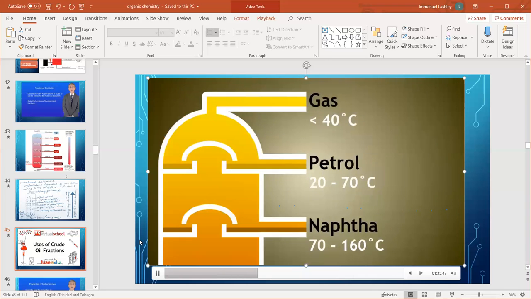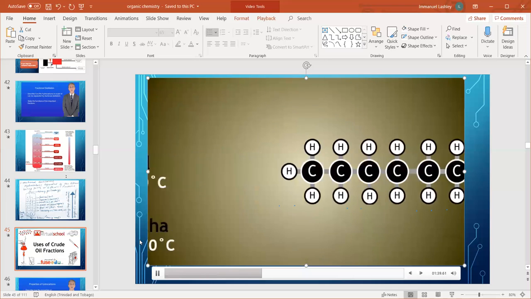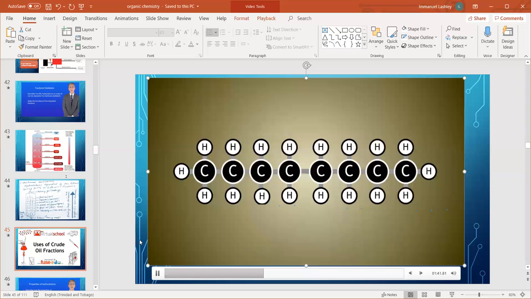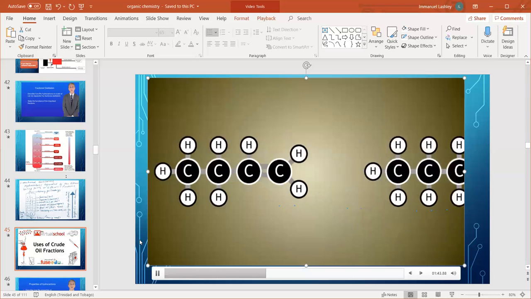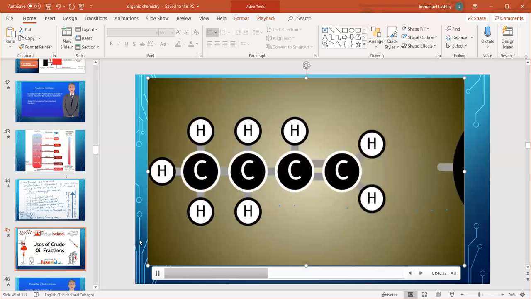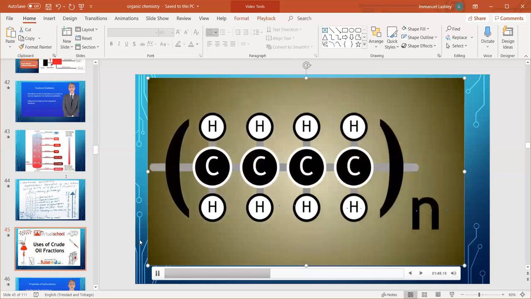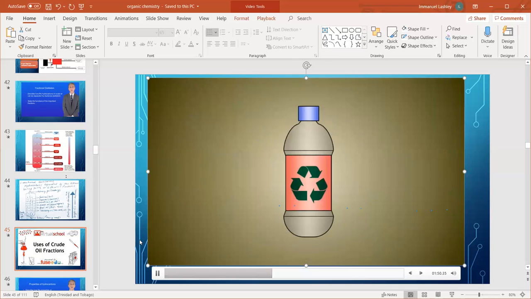Naphtha is not such a useful fuel, but it is a valuable source of organic molecules, which can be cracked to make more fuels or form alkenes. Alkenes can be turned into polymers, and polymers can make plastics, which are used in our everyday lives.